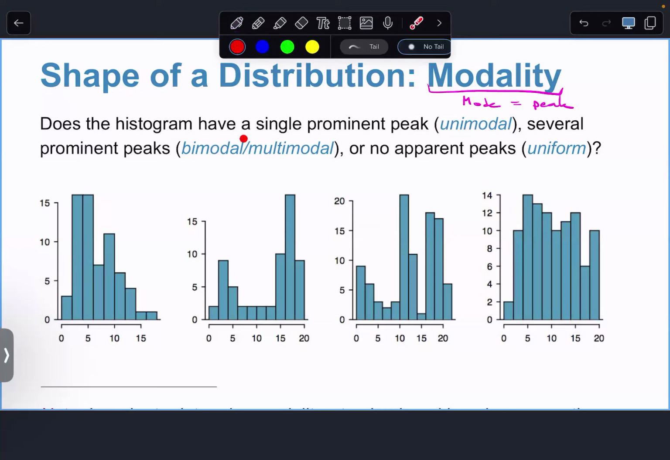So does the histogram have a single prominent peak? Again, not getting hung up on sample specific things, but just kind of blurring the lines a little bit. If it only has one single peak, we call it unimodal. One mode: uni meaning one, modal is the mode.